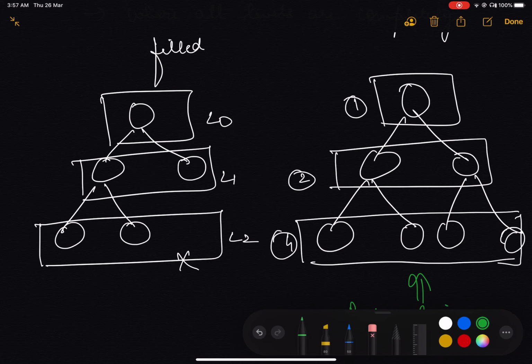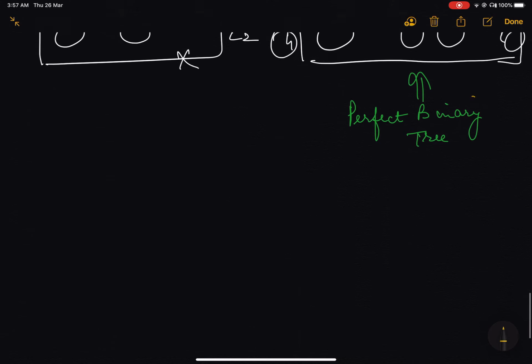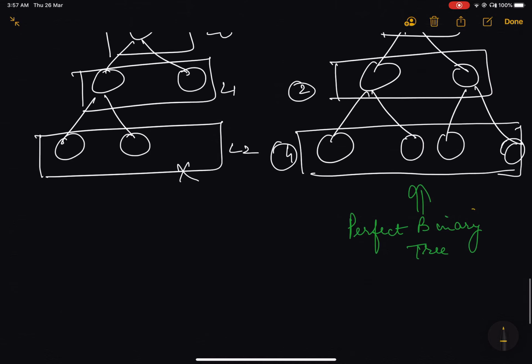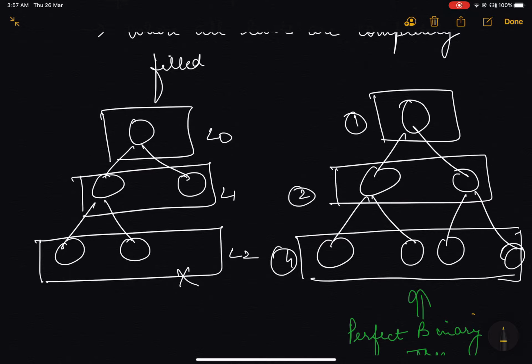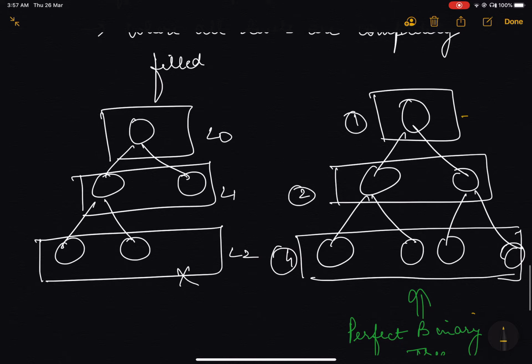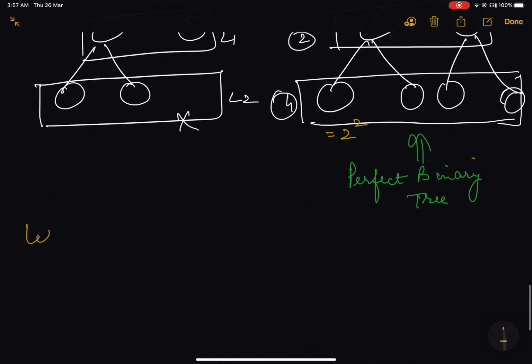Let us analyze some of the properties of a perfect binary tree. We can see from this example that the nodes at level 0 is equal to 2 to the power 0, the nodes at level 1 is equal to 2 to the power 1, and the nodes at level 2 is equal to 2 to the power 2. Thus, we can say at level k in a perfect binary tree, we have 2 to the power k nodes.